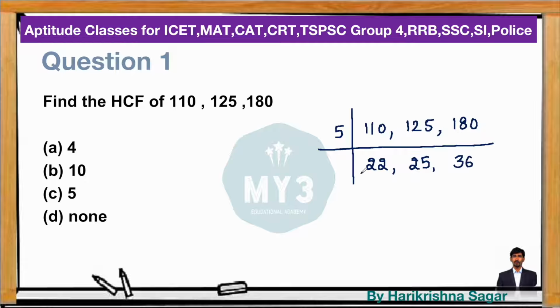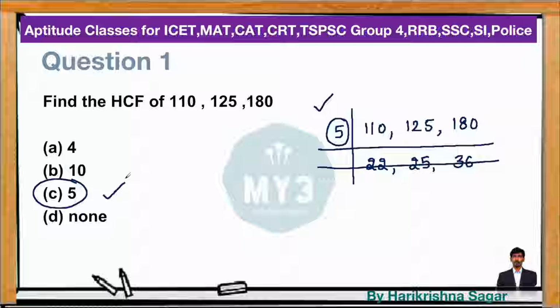And 5, 6 are... and 22, 25 and 36 do not go in any other table other than 1. So stop your calculation here. Mark the answer as 5, available as C for us. So that's how you have to proceed with the solving of HCF.